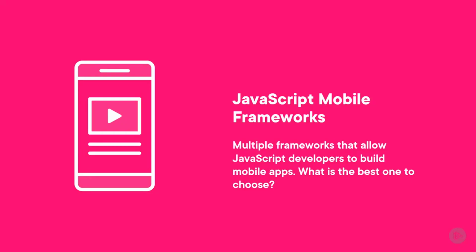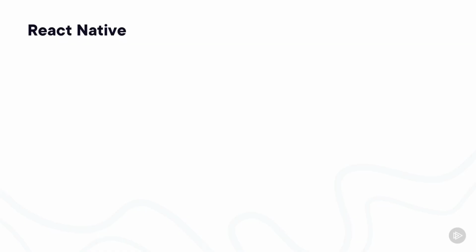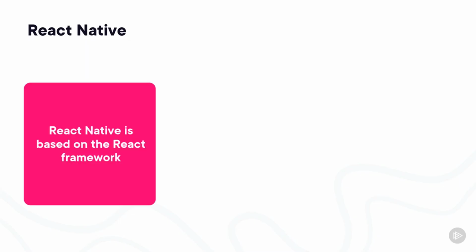There are now multiple frameworks that allow JavaScript developers to build mobile apps. The choice of the best framework is subjective, but my first choice for a project would be React Native. React Native is based on the React framework. If you are watching this course, chances are you are familiar with the framework that powers sites such as Facebook and Netflix. React, which is created by Facebook, allows you to build apps using components.